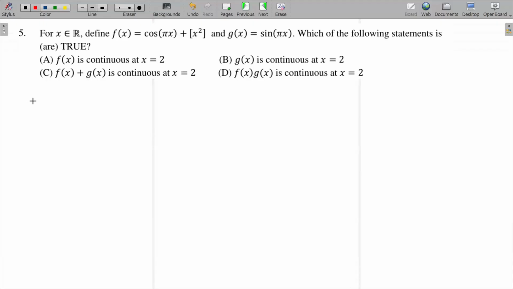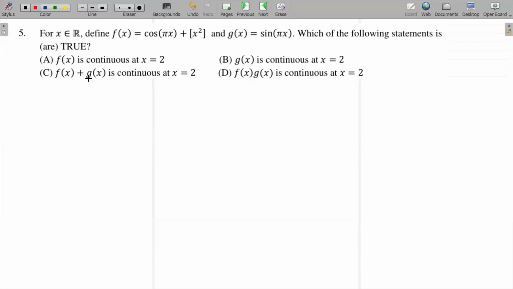Sir, f of x is not continuous and g of x will be continuous at 2. Because it is the greatest integer function, when we find the left hand limit, it will have different limits on the left side and from the right side for f of x. But for g of x, it is a totally continuous function, so there is no issue.